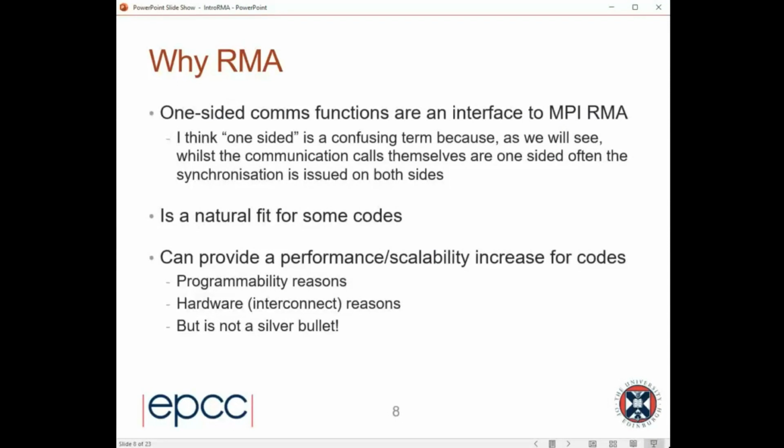They're often called one-sided communications as an interface to remote memory access. It's slightly confusing because actually you have to have explicit synchronization, which means it's not one-sided. But one-sided means that if you do a remote write, it's called a put. Only this processor issues the write call, or if you want to remote read, only this processor issues a get. It's one-sided in the sense that, as a counterpoint, MPI would normally be two-sided with send and receive. So it's a natural fit for some codes. It can, in principle, provide a performance scalability increase for many codes.